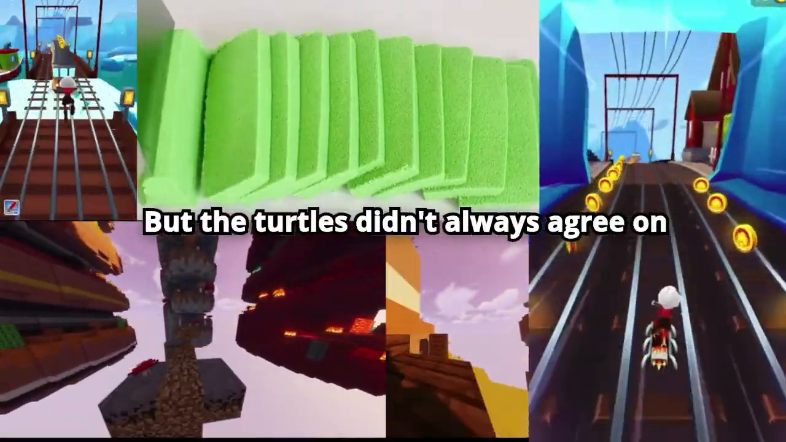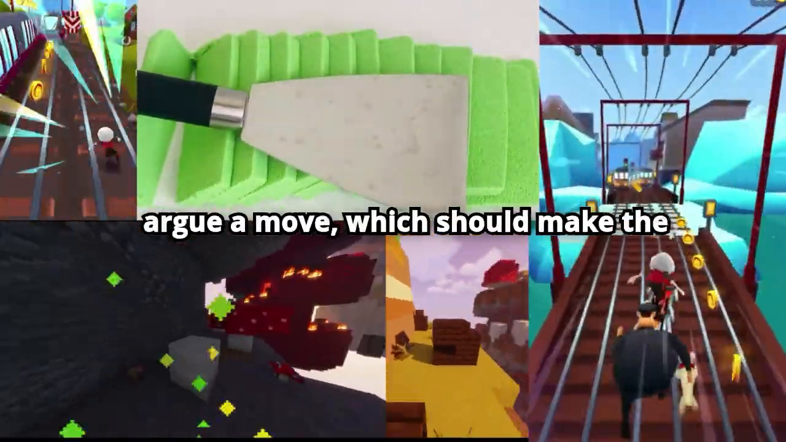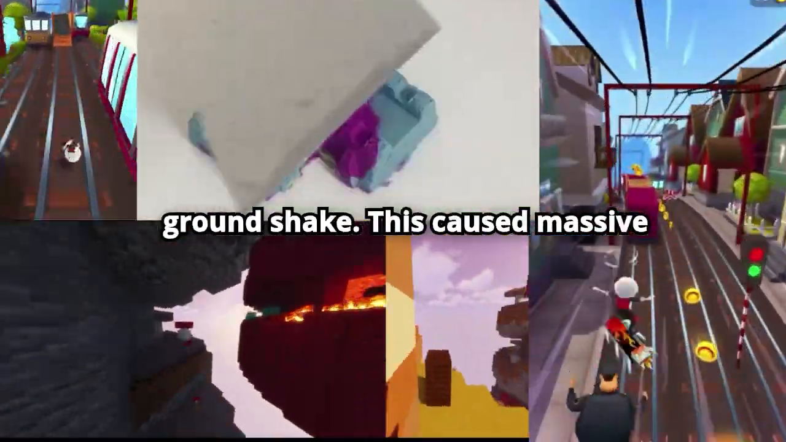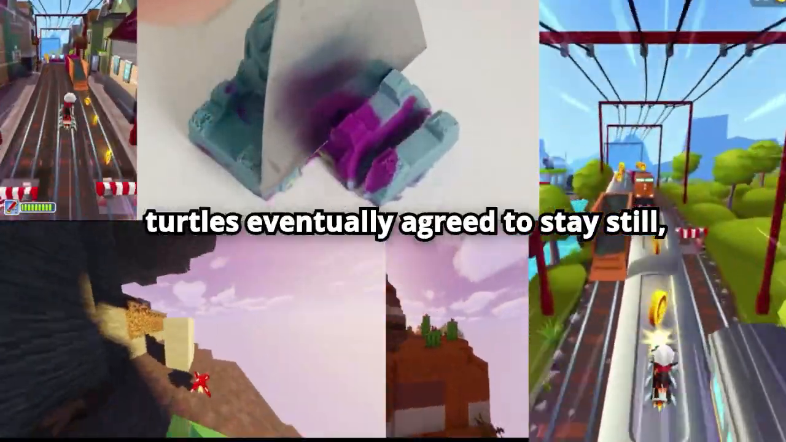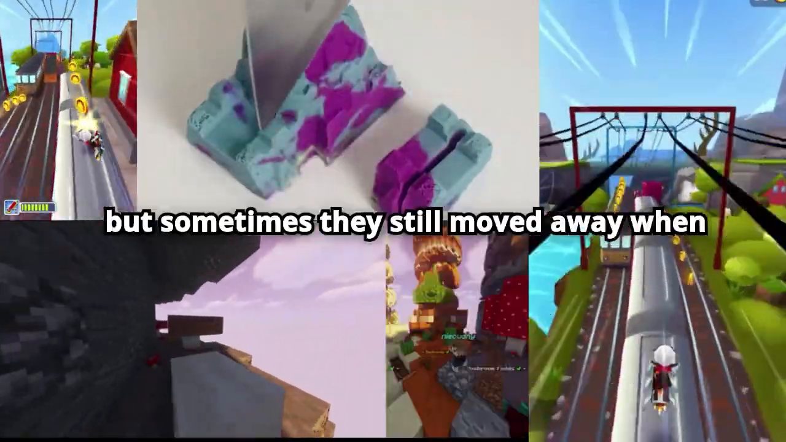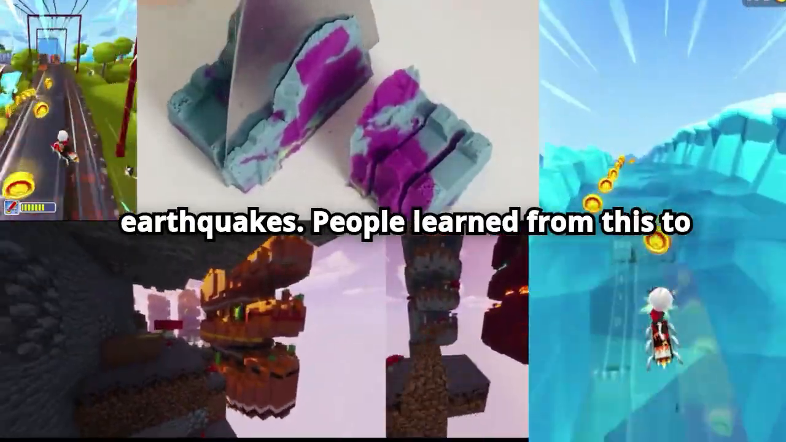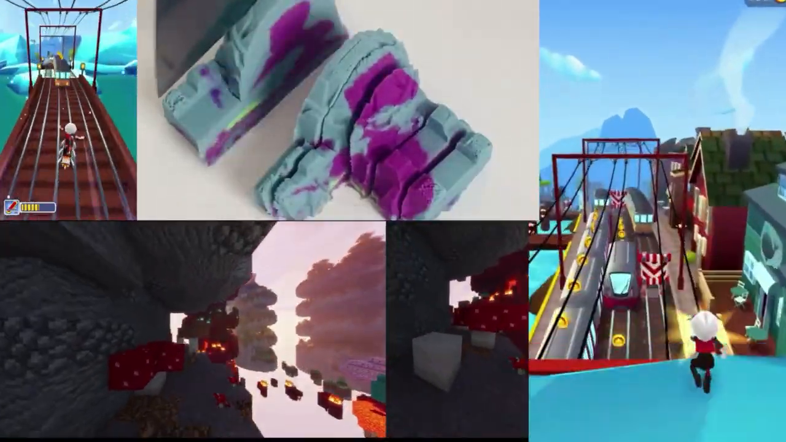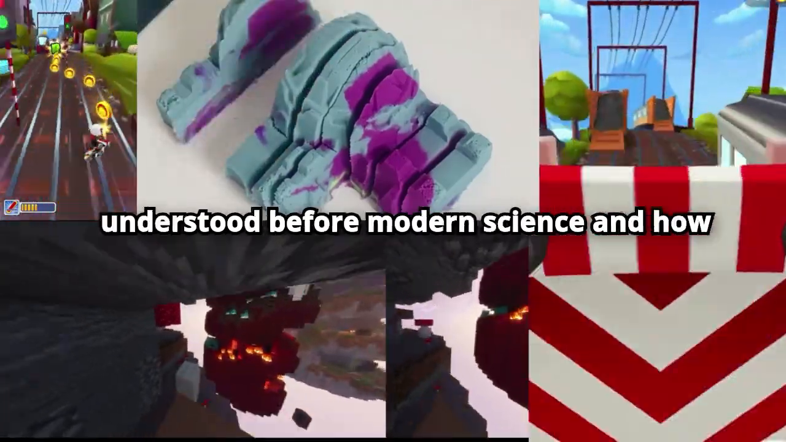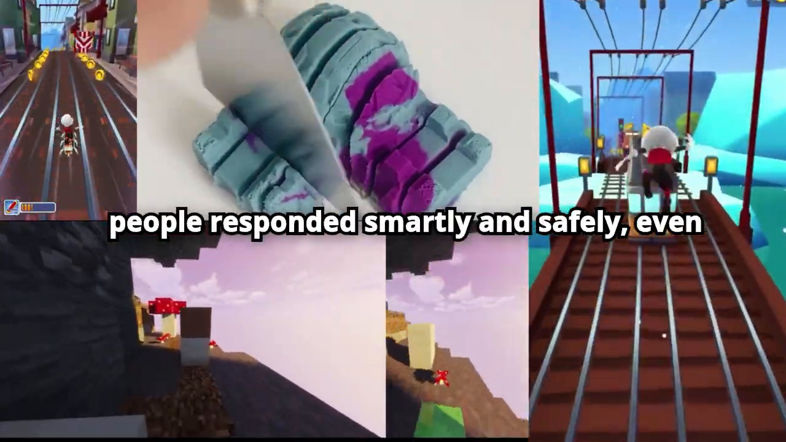But the turtles didn't always agree on who should carry the earth. They would argue and move, which would make the ground shake. This caused massive earthquakes. The turtles eventually agreed to stay still, but sometimes they still moved a little when they were tired, which caused more earthquakes. People learned from this to drop, cover, and hold during earthquakes. This story teaches how earthquakes were understood before modern science and how people responded smartly and safely, even without technology.